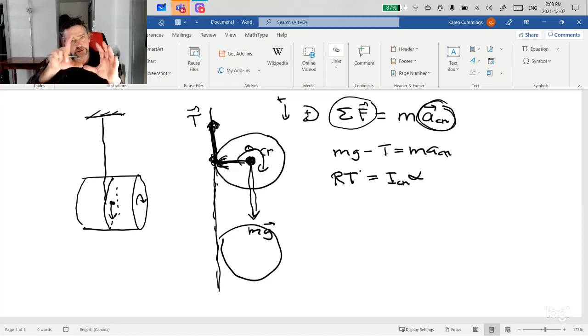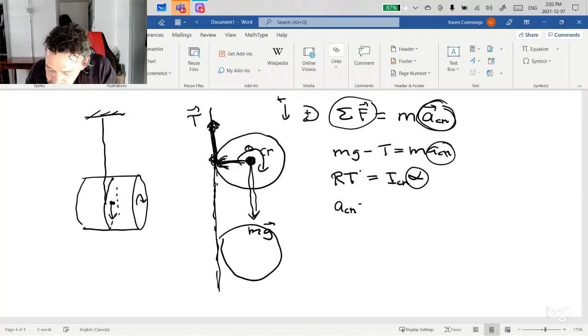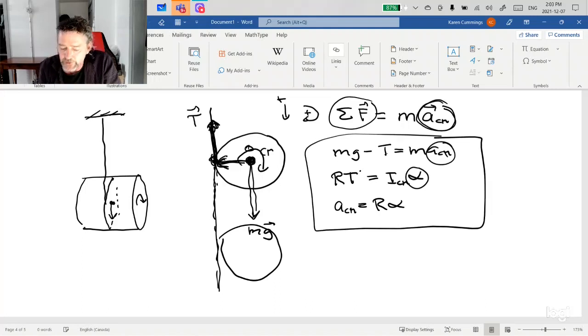But remember, as the spool unspools the thread, it's like rolling without slipping. And so there's a relationship between a_CM and alpha, namely a_CM is equal to R times alpha. So now you have three equations and three unknowns, and you just solve those, okay, and you get some answer. And the important thing is you find that a_CM is less than g. Yeah, a_CM is less than g.